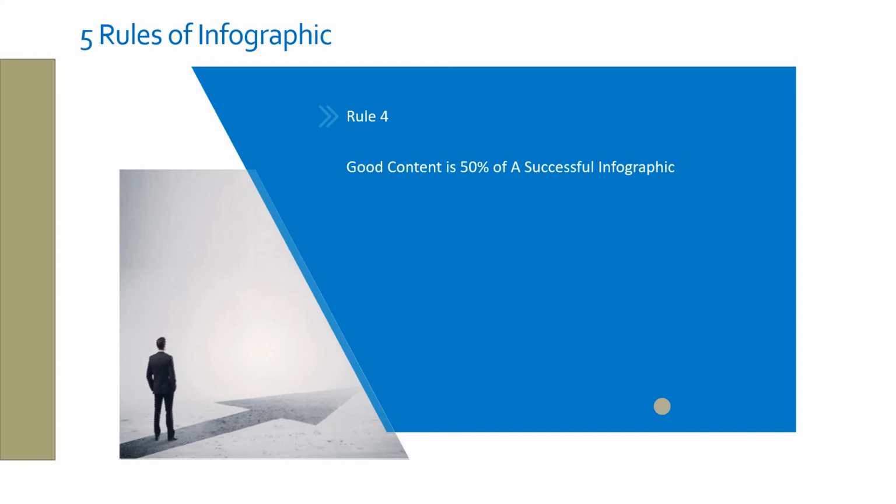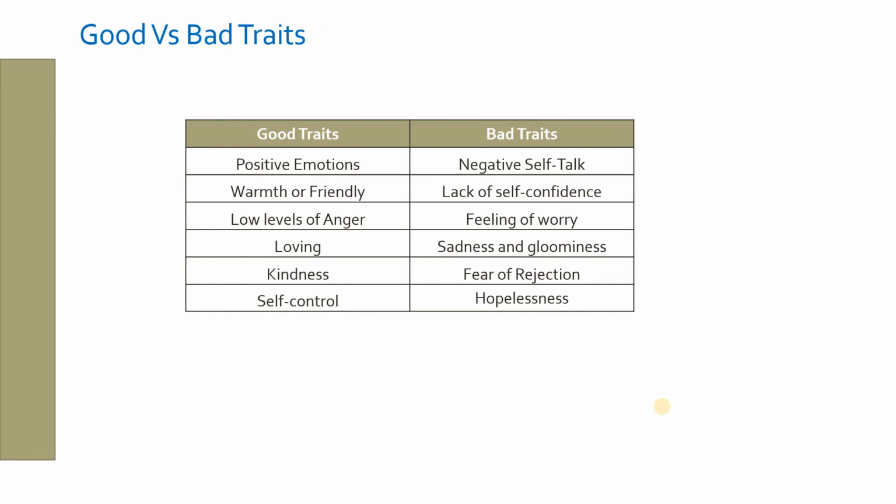Coming to the fourth rule, it says good content is 50% of a successful infographic. So good content is very important. You can see here this slide is related to good and bad traits, or good and bad habits, you can say. So good traits are positive emotions, and positive emotions are very important.